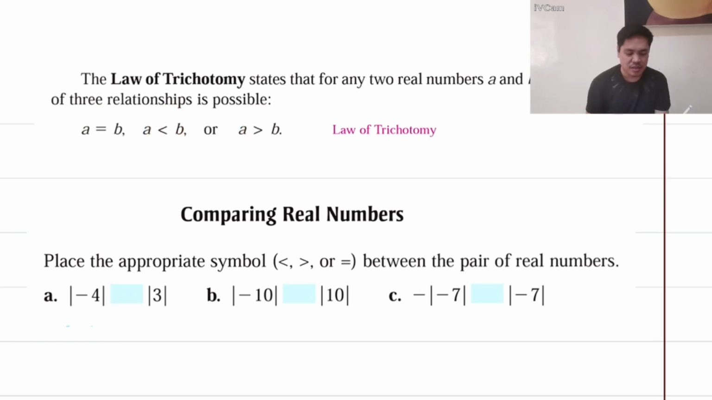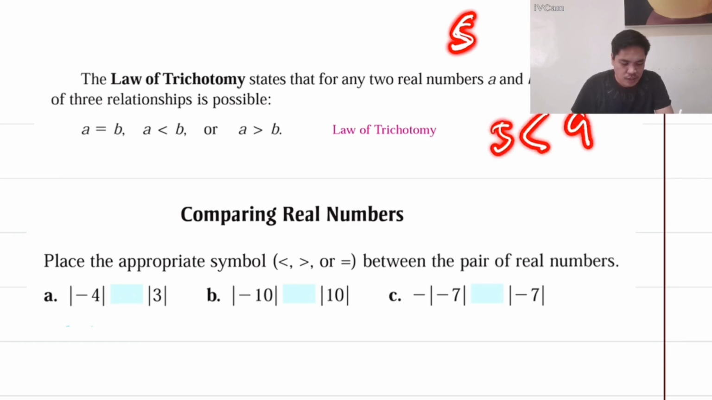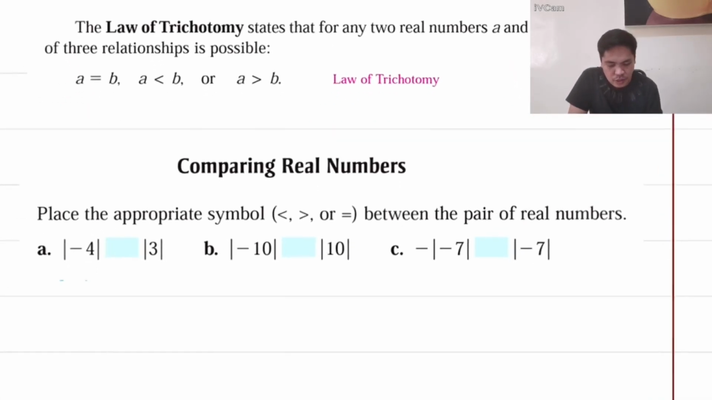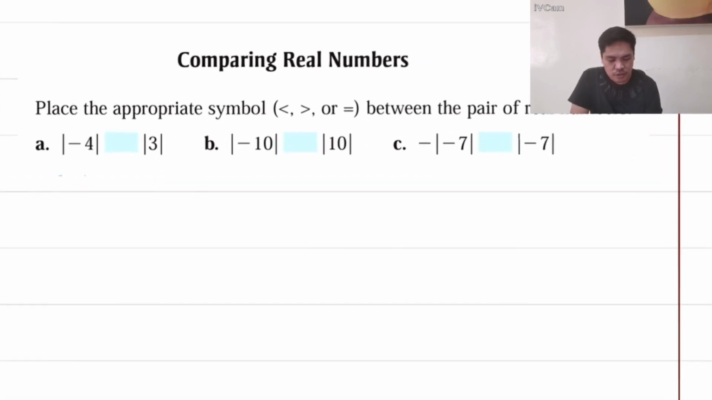Ayun lang, common sense. So, let's say, for example, 5 and 9. So, if A is 5, B is 9. So, tatlo lang yung possibility, di ba? It could be they are equal, 5 is greater than 9, or 5 is less than 9. So, what is the real relationship between 5 and 9? 5 is less than 9, or 9 is greater than 5. So, ganun lang naman. That is the law of trichotomy. Kasi isa lang yung possibility, sa tatlong posibilidad, isa lang yung maaari.